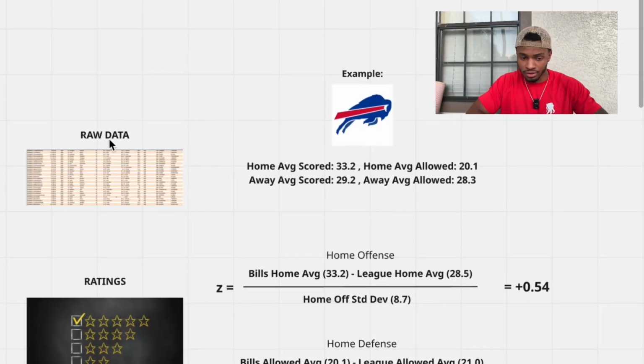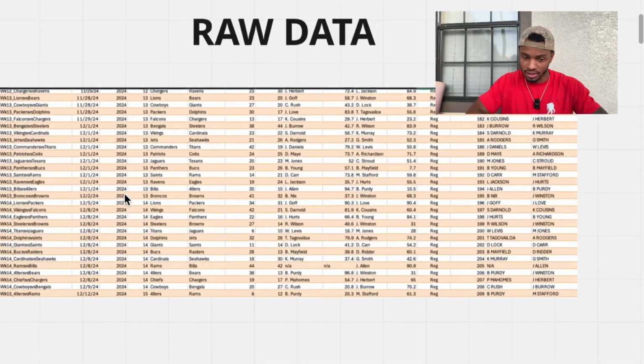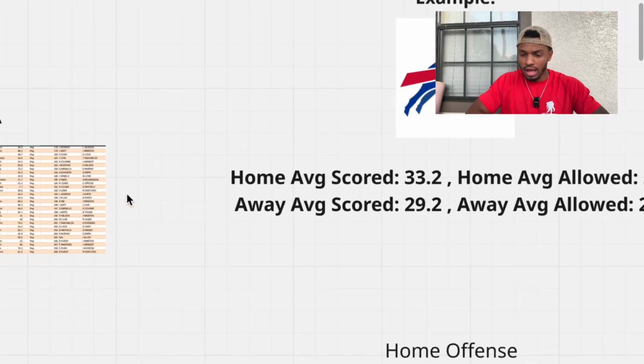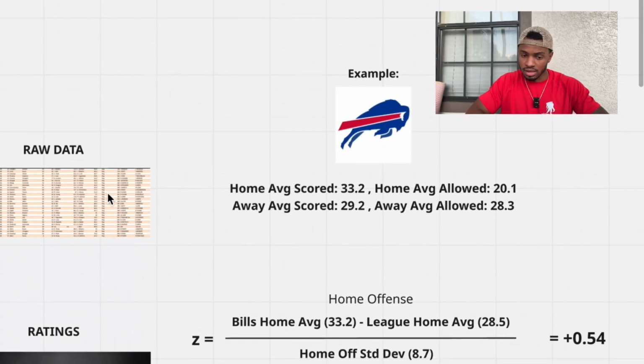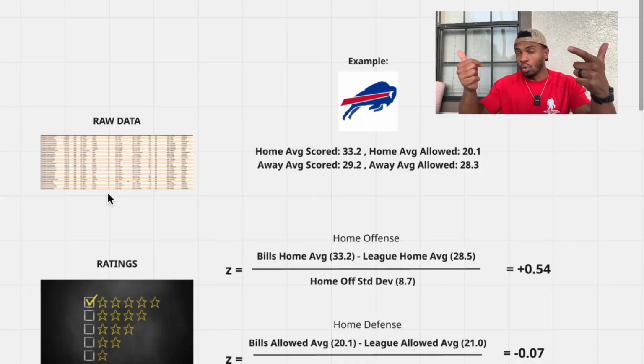And here you see we take the raw information from games, which is exactly what it looks like in Excel. The information that we're taking is the average that a team scores at home, the average that they score on the road, the average that they allow at home, and the average that they allow on the road, because we're splitting each team up into offense and defense and then away and home, right?